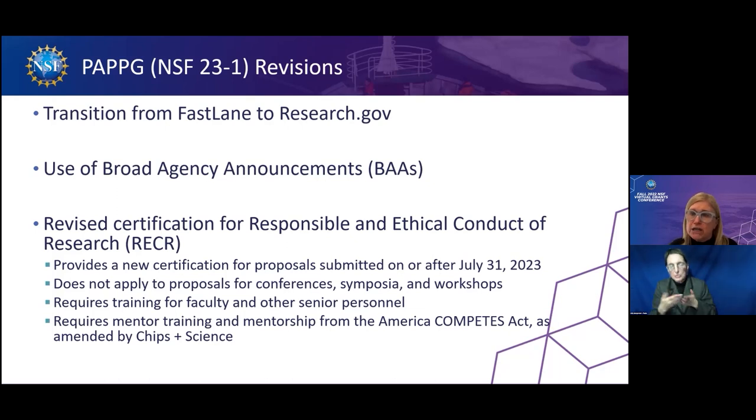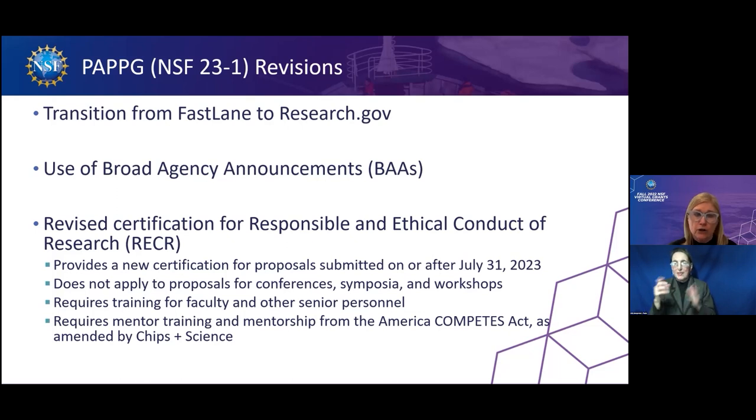You will continue to see solicitations be the most heavily utilized vehicle, but we did want to make it clear that we have this new Broad Agency Announcement vehicle out there, and that it would be used in areas where we believe it's most important to do so. So now I'm going to talk about our revised certification for responsible and ethical conduct of research, or RECR. Now, what did we do to this section?